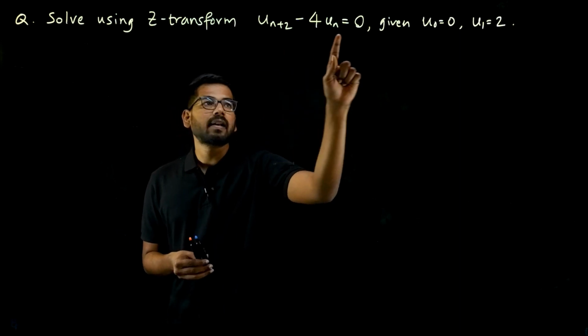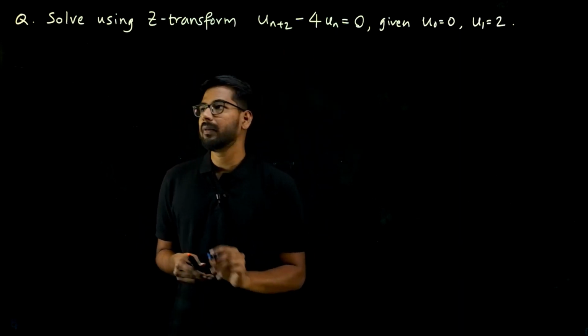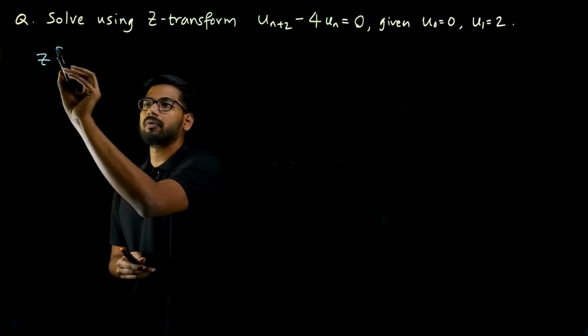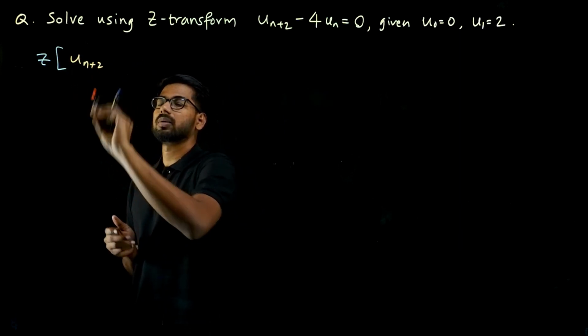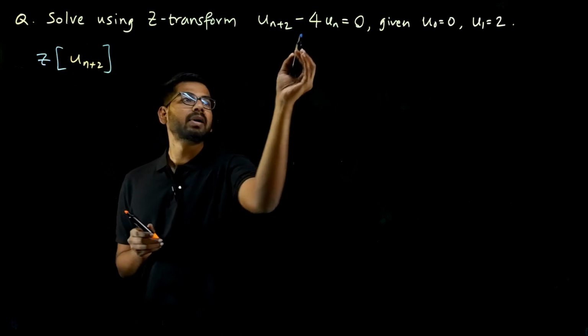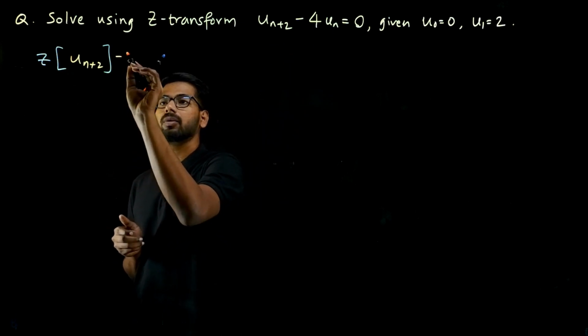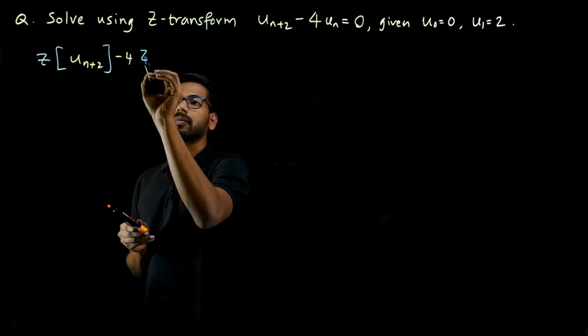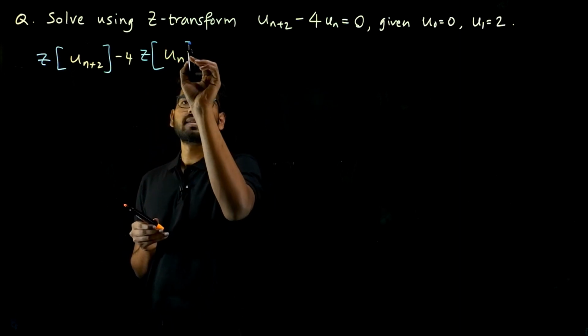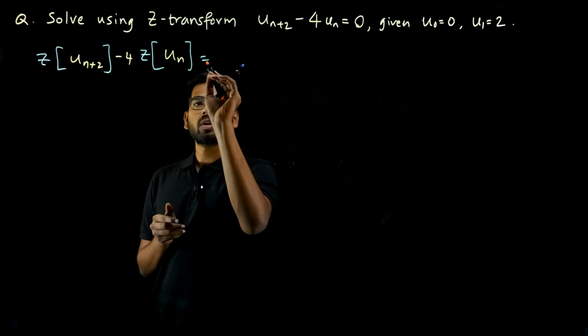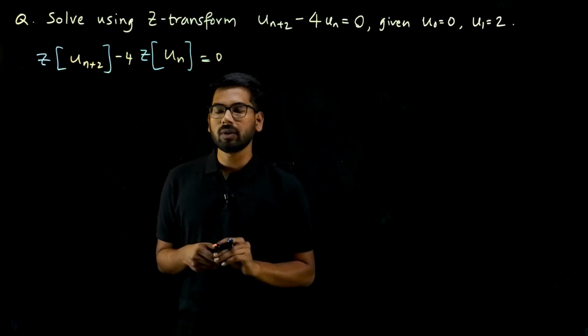First, take Z transform of the given difference equation. So what will you get? Z transform of u n plus 2, then minus 4 Z transform of u n, is equal to 0, because Z transform of 0 is 0.